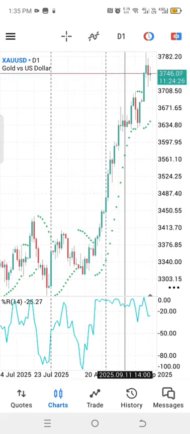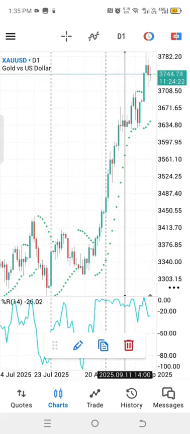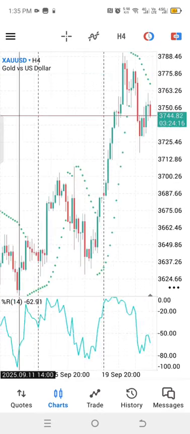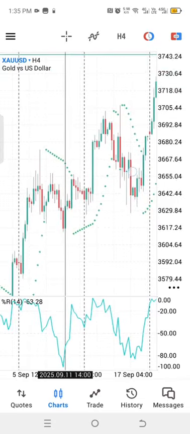So I'm going to go to the very next time frame. Since I've noticed that, the next thing for me to do is to go to the next time frame, which is the H4 time frame. This is my daily time frame, mind you. So I'm going to go to the H4 time frame.